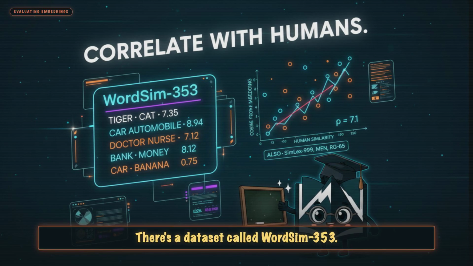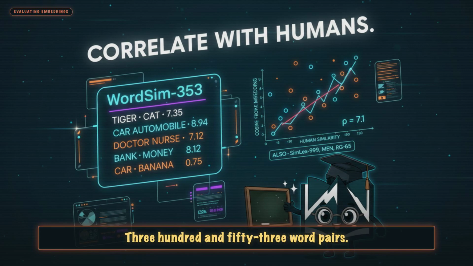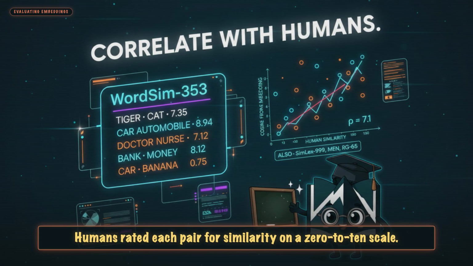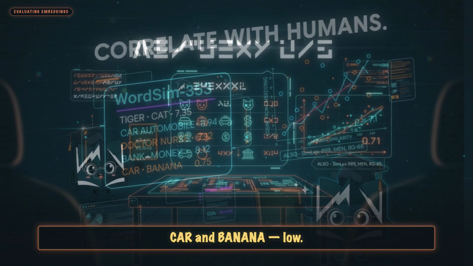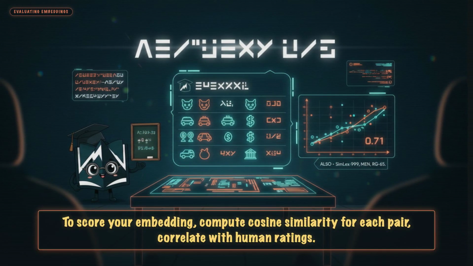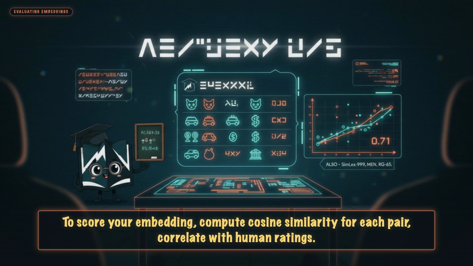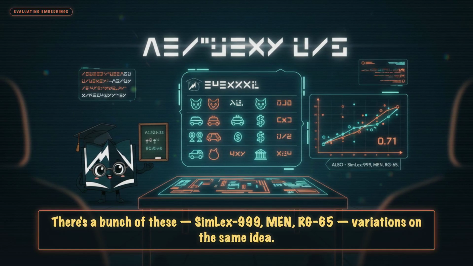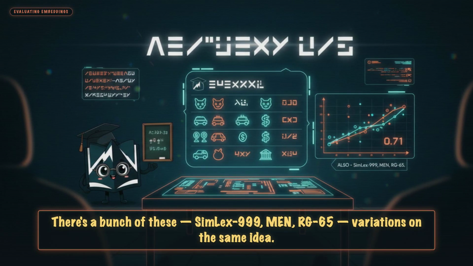The similarity task. There's a dataset called WordSim 353. 353 word pairs. Humans rated each pair for similarity on a 0 to 10 scale. Tiger and cat, high. Car and banana, low. To score your embedding, compute cosine similarity for each pair. Correlate with human ratings. High correlation, good embedding. There's a bunch of these. SimLex 999, MEN, RG65. Variations on the same idea.